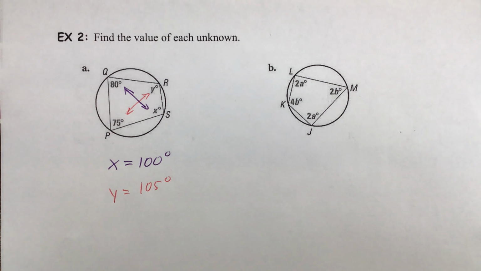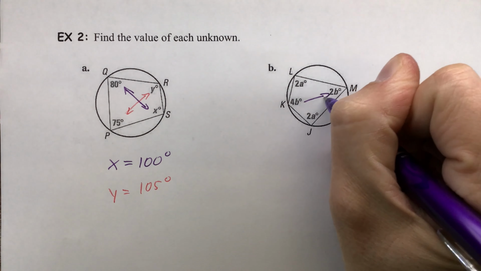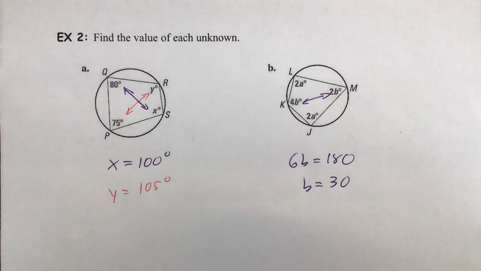And that's it. For the second picture, these two are going to get matched up here. Those two need to be supplements to each other, so what we'll do is go ahead and add them together. That gives us a total of 6b, which would have to be equal to 180. We divide by 6. B is going to be equal to 30.